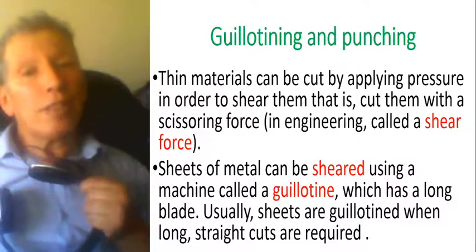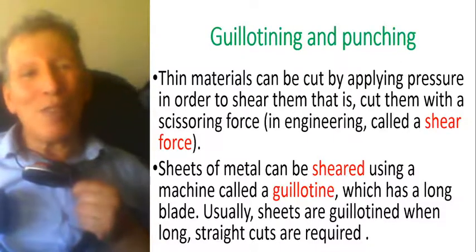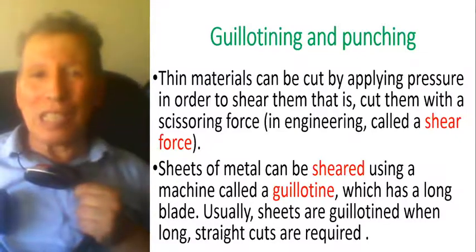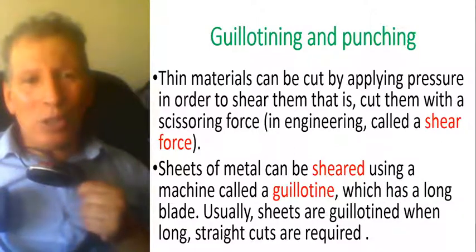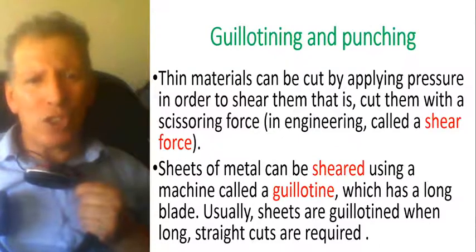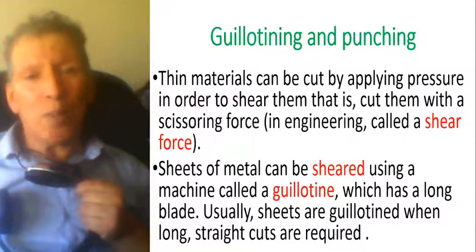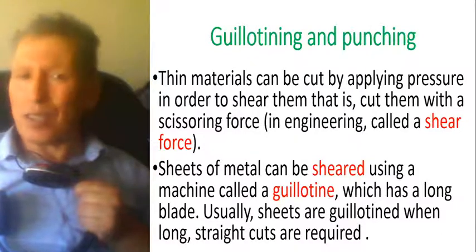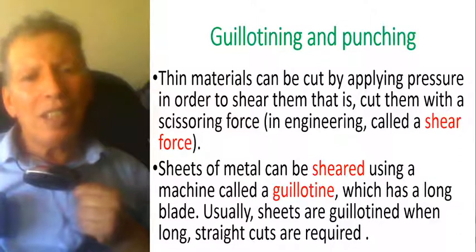Guillotine. It's cutting the heads of criminals during revolutions, as in the French Revolution. But it is a term borrowed and used in mechanical engineering as well. Guillotining is when thin material is cut by applying pressure in order to shear them, that is, to cut them with scissoring force. A shear is a big pair of scissors. Shear. Les grands ciseaux, les cisailles.